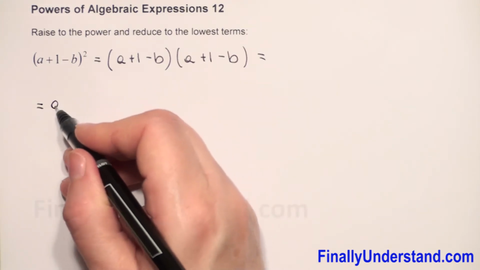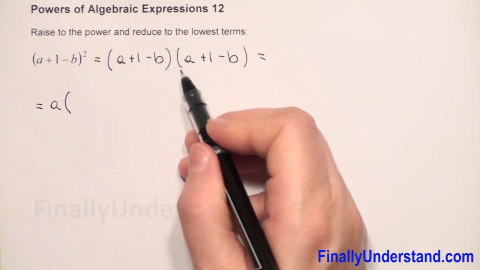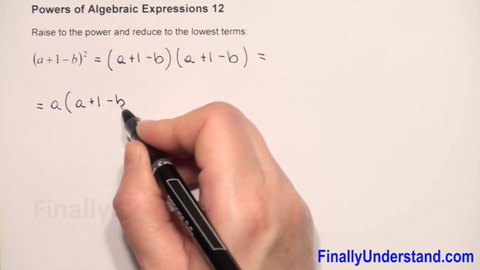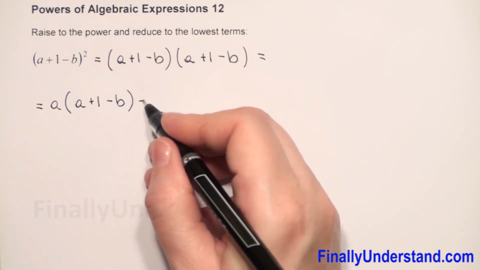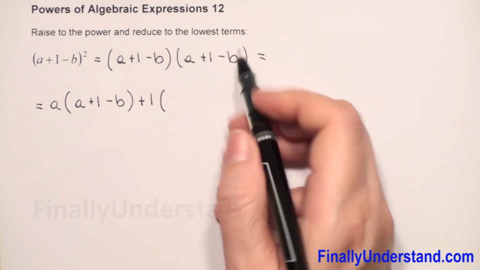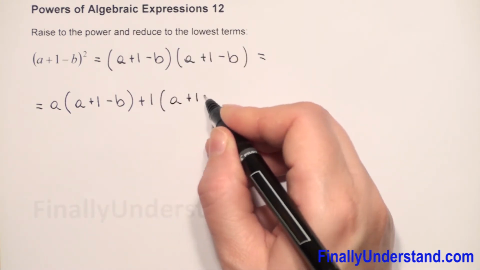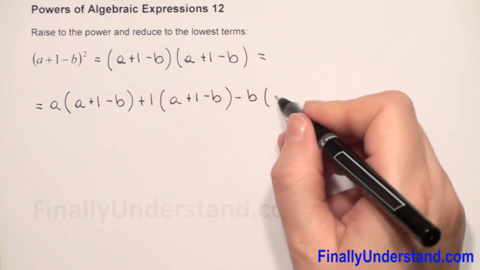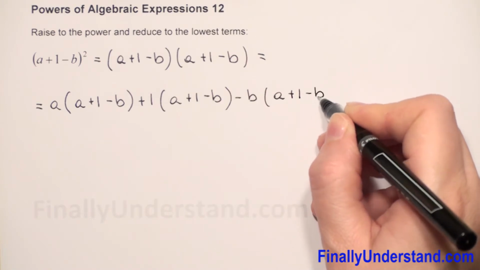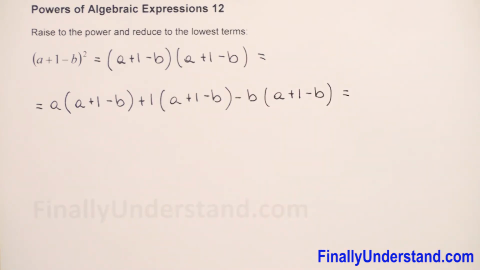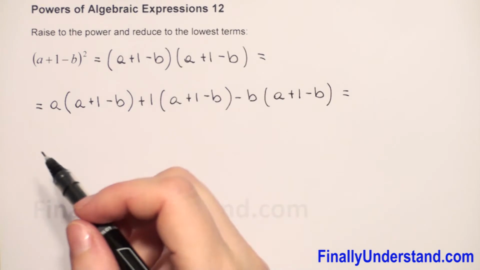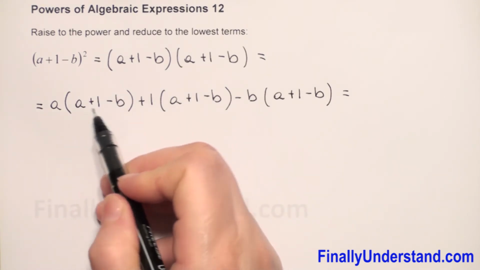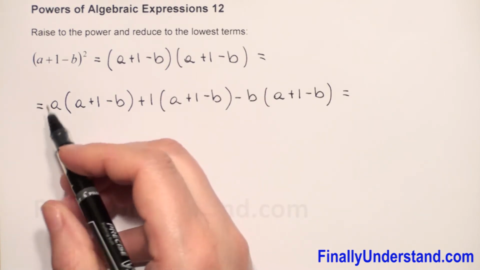First we have a, and a we have to multiply by the whole expression in the second parenthesis. So a(a + 1 - b). Next we have positive 1. So 1 we have to multiply by the whole expression in the second parenthesis. And the last is negative b. We have to multiply times (a + 1 - b). So now we have to use the distributive law of multiplication. It means we have to multiply every term in parentheses by a first.